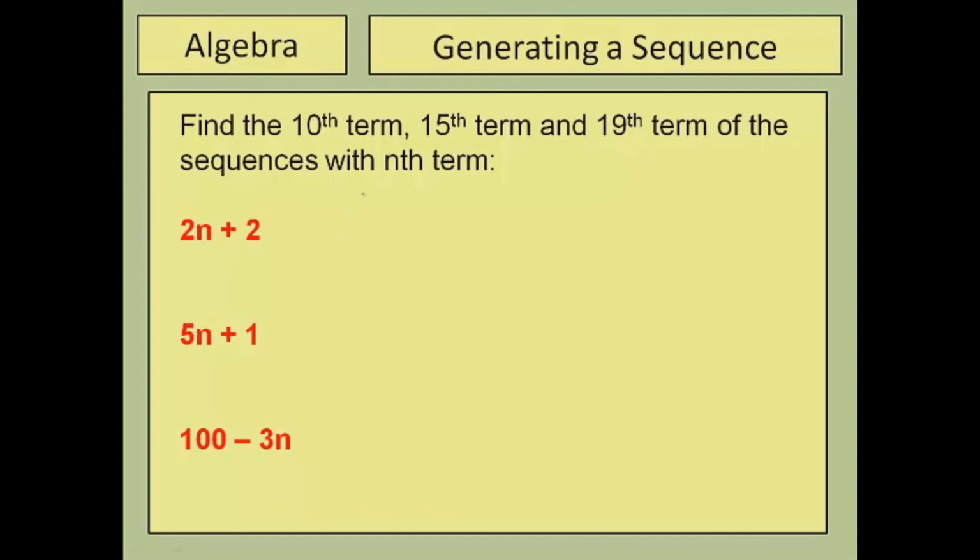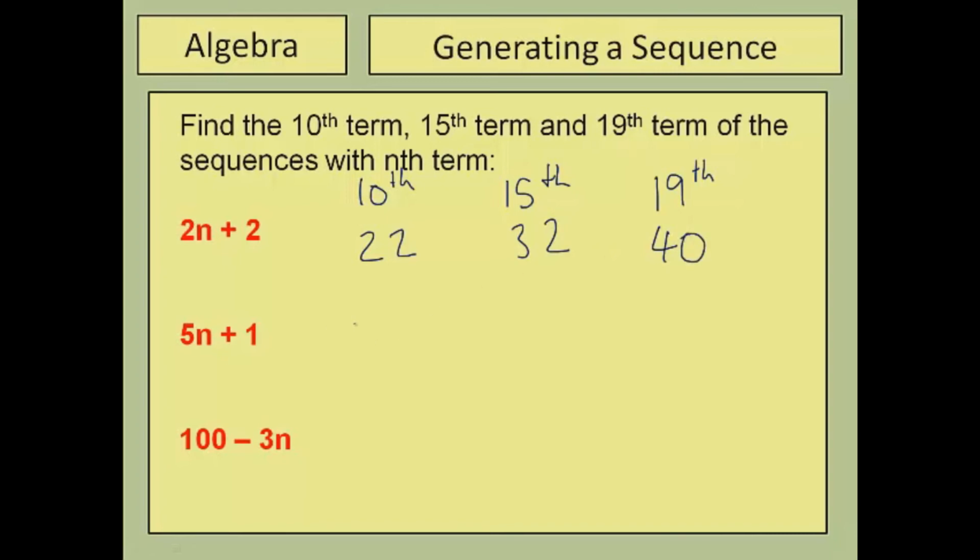Okay, here are your answers to the questions. We have the 10th term, the 15th term, and the 19th term is what we've been asked for each of these sequences. So 2n plus 2, when we do the 10th term, we substitute 10 in, and for that you get 22. When you substitute in 15, you get 32, and when you substitute in 19, you get 40.